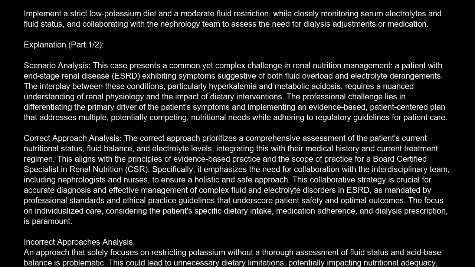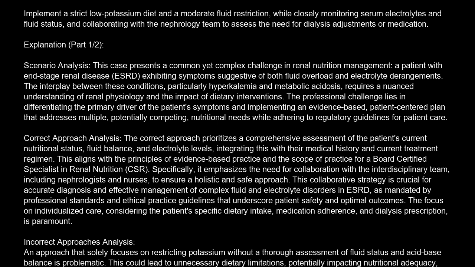The professional challenge lies in differentiating the primary driver of the patient's symptoms and implementing an evidence-based, patient-centered plan that addresses multiple, potentially competing nutritional needs while adhering to regulatory guidelines for patient care. Correct approach analysis. The correct approach prioritizes a comprehensive assessment of the patient's current nutritional status, fluid balance, and electrolyte levels, integrating this with their medical history and current treatment regimen.